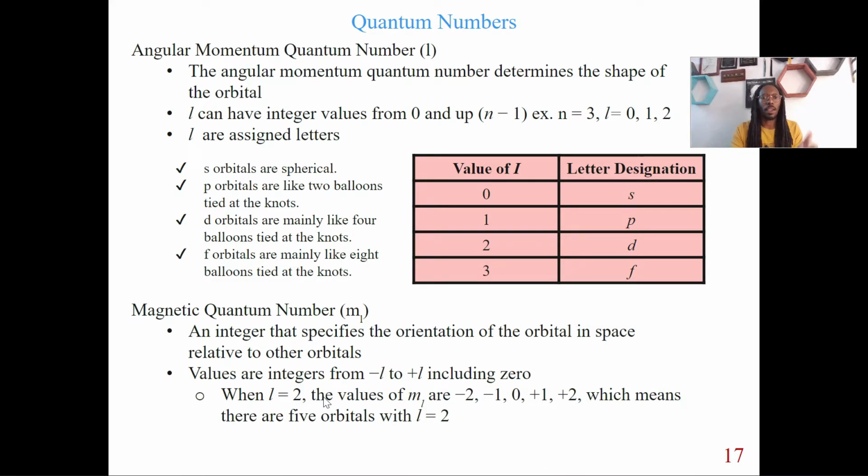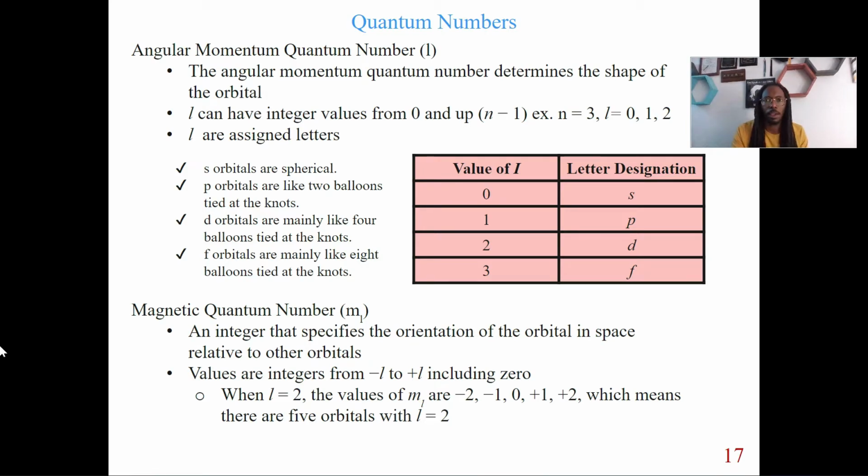So if our L is 2, that means our d orbitals are going to have, in this case, 5 orbitals. Essentially, if our L is 2, we're going from minus L to positive L. So in this case, it's going to be minus 2, minus 1, 0, plus 1, plus 2. So that's 5 different numbers. Well, that's 5 orbitals. That's all that means.